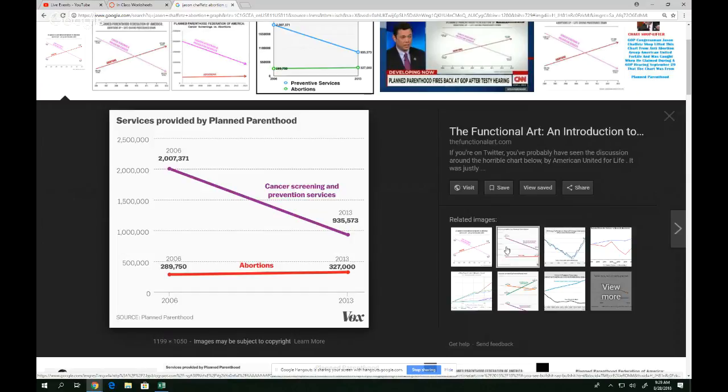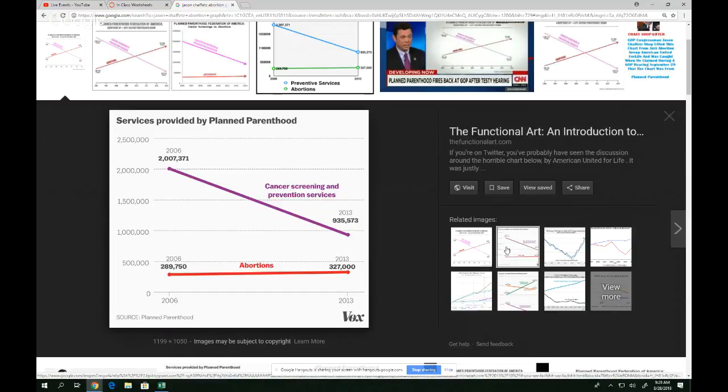So Planned Parenthood was actually following the guidelines from the American Cancer Society. And so that's why their screenings were cut by more than half, because they're not doing as many. So that's the significant reason why. It was an actual medical reason to do that. Do you think Jason Chaffetz was interested in that?